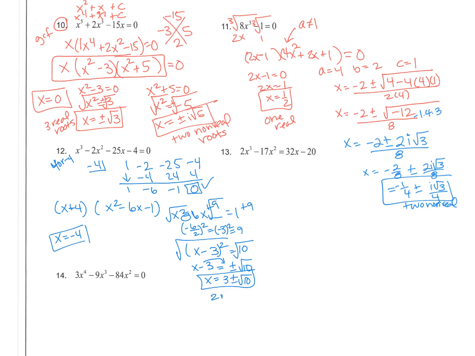Keeping in mind this is 2 real roots here because it's just a decimal. There's no i's involved. And this is 1 real root. So 3 roots for my third degree polynomial.